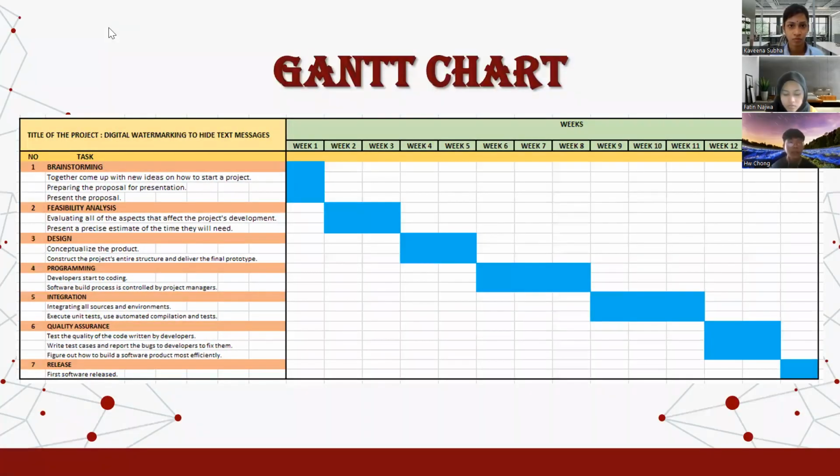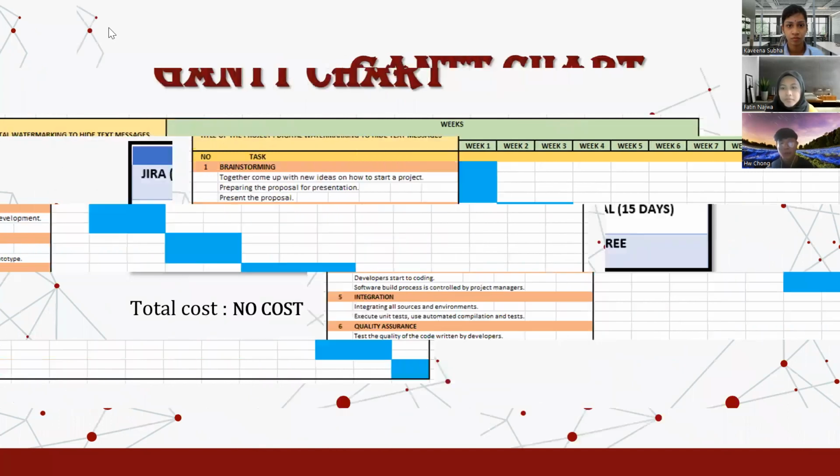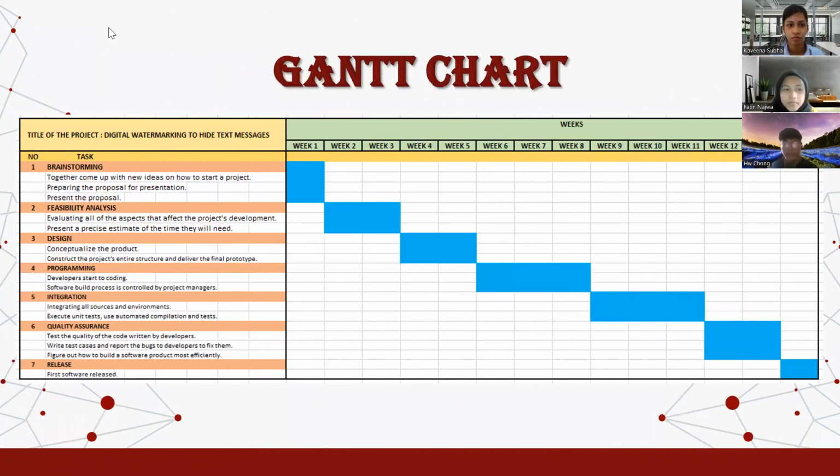Next, I want to talk about the Gantt chart. In week 1, we do the brainstorming, and in week 2 and week 3, we do the feasibility analysis. Week 4 and week 5, we do the design of the product. Week 6 to week 8, we do the programming, the coding. Week 9 to week 11, we do the integration. Week 12 to week 13, we do the quality assurance. And in week 14, we do the release.